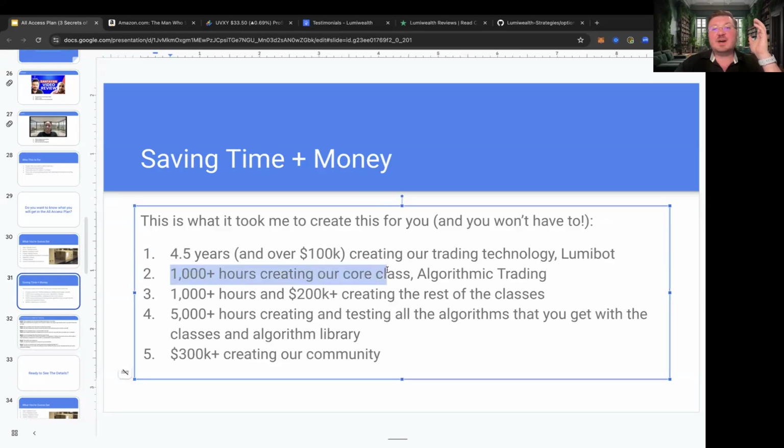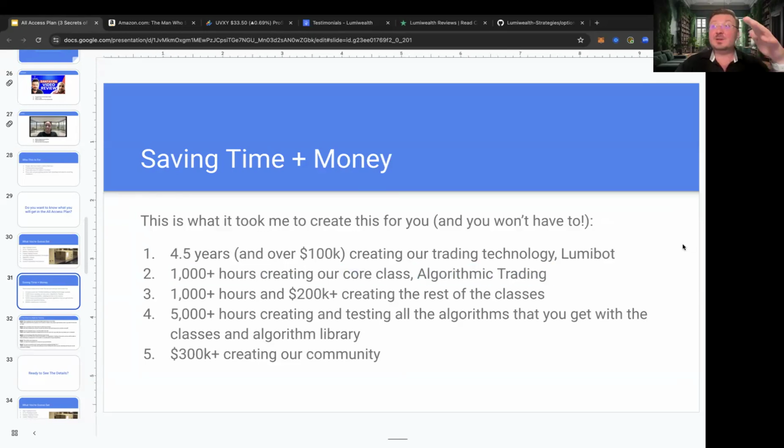We spent thousands of hours creating our class, Algo Trading. Like I said, we're even revamping it again. This is going to be version 10 of it. So we've been doing this for a long time, and we've gotten very good at teaching this stuff. As you heard from those testimonials, it's gotten quite easy to do. So even if you want to learn how to build your own from scratch, taking this Algo Trading course will teach you how to do that. We spent thousands of hours and hundreds of thousands of dollars creating all the rest of the classes, like the AI course, the crypto course, and the options course, all that stuff we have available for you.